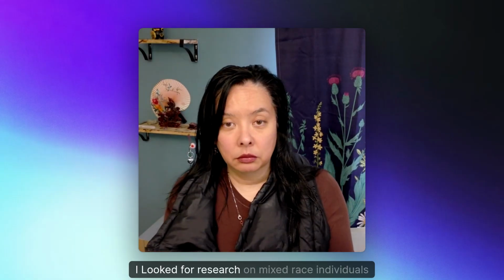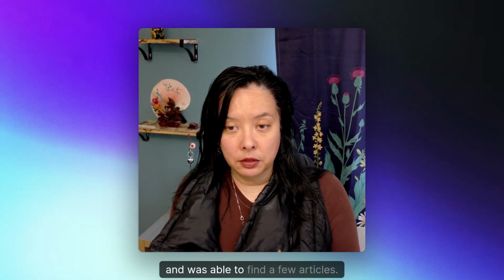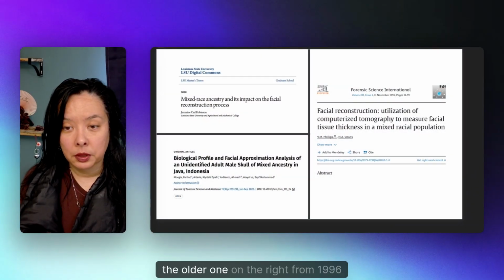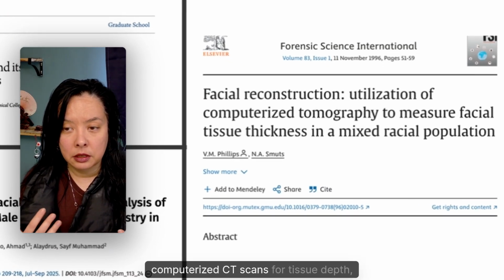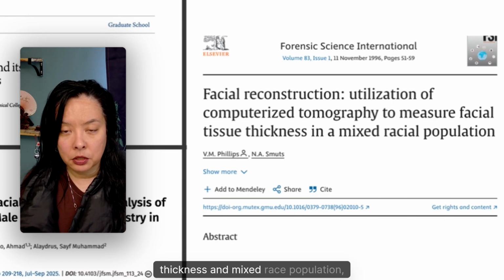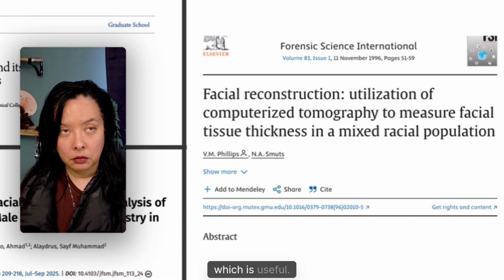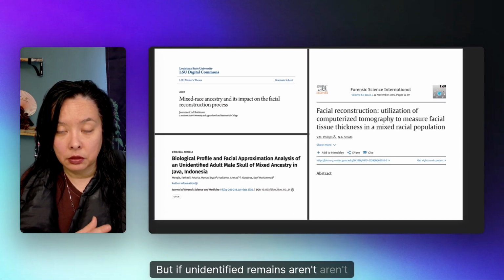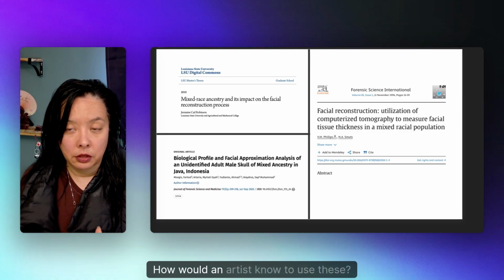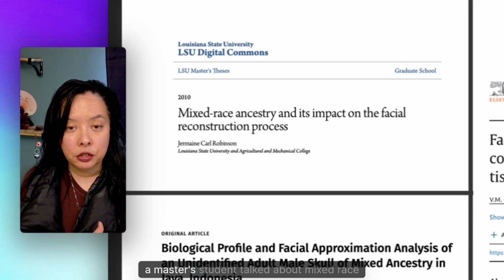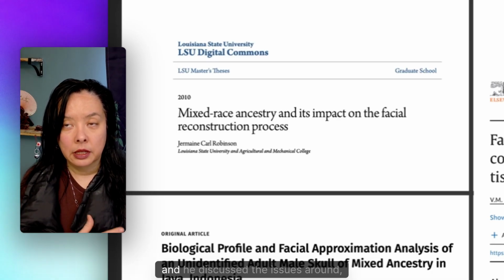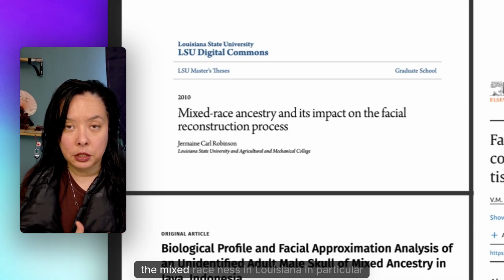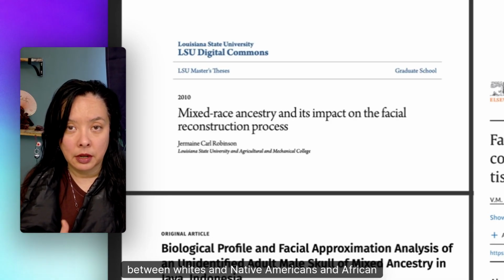I looked for research on mixed race individuals and was able to find a few articles. The older one, on the right, from 1996, is about computerized CT scans for tissue depth thickness in a mixed race population, which is useful, but if unidentified remains aren't identified as mixed race, how would an artist know to use these? A master's student from Louisiana State University talked about mixed race ancestry and discussed the issues around mixed raceness in Louisiana, in particular between whites and Native Americans and African Americans.